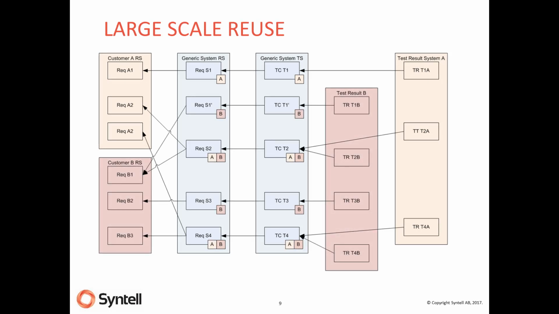Now let's introduce a new variant system B. B has a separate set of stakeholder requirements. We can assume that these came directly from the customer. Our next step will now be to try to match these stakeholder requirements to our existing reusable requirements, those that are currently in our product line.